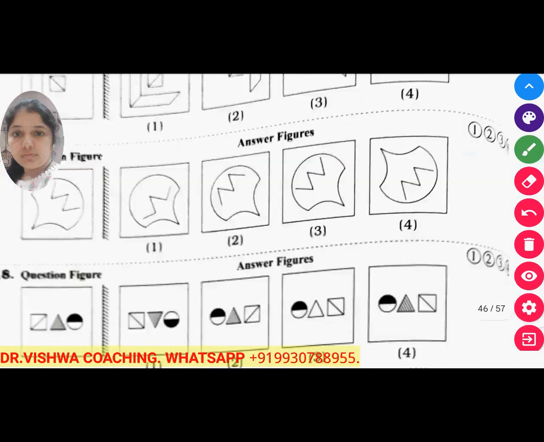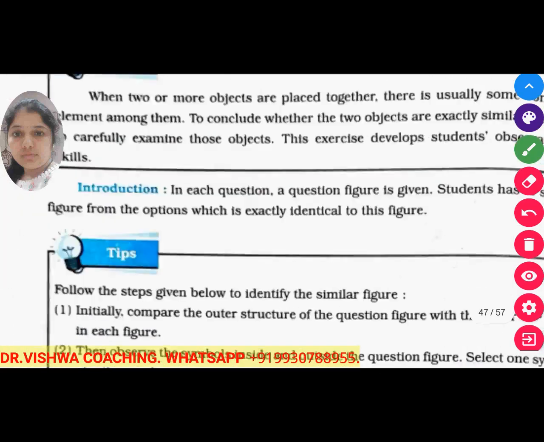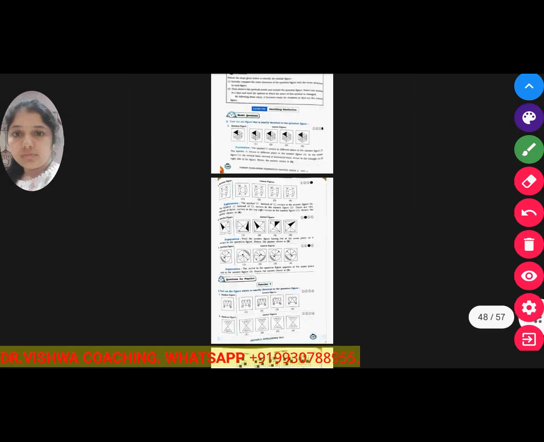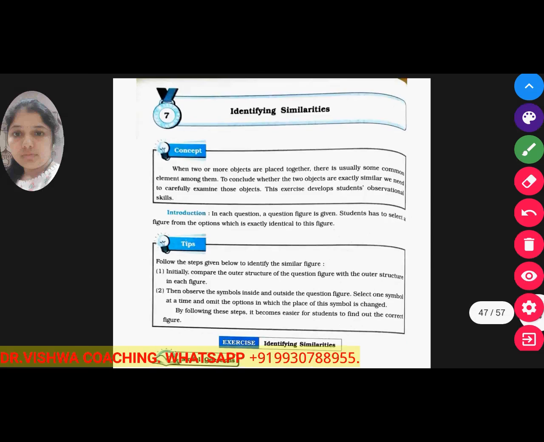Okay, so I hope you understood this water and mirror reflection of images, and we will take the next topic, based on identifying the similarities, in the next class.